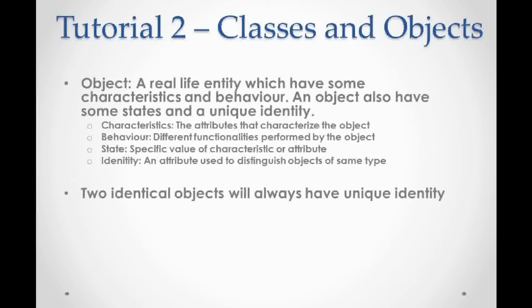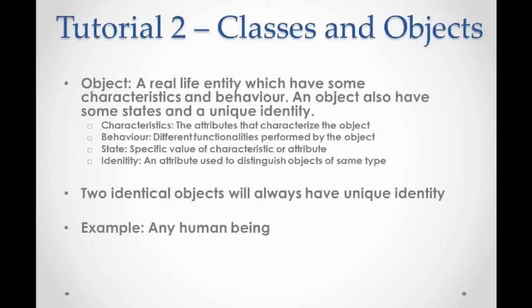Two identical objects will always have a unique identity. For example, two pencils of the same company can have the same characteristics like length, sharpness, etc., and the same behavior of writing, breaking, etc. But they will always have different identities, like their serial number or the batch in which they have been manufactured.